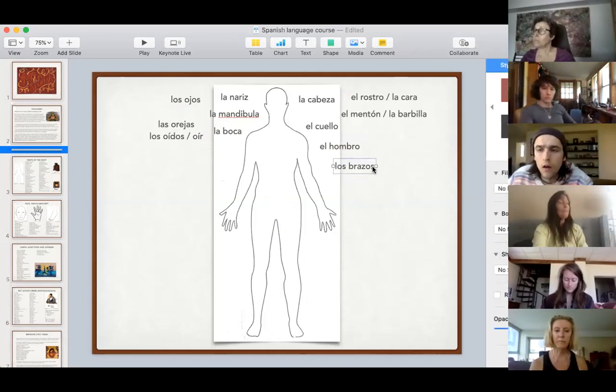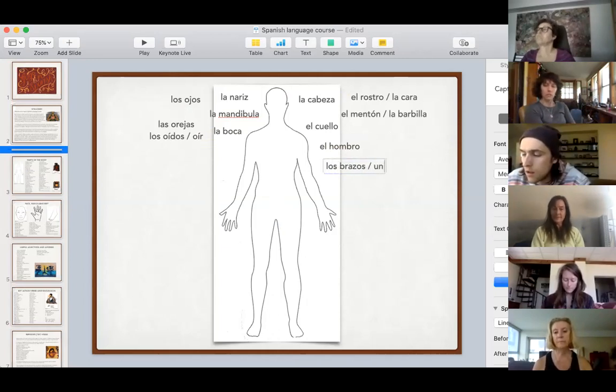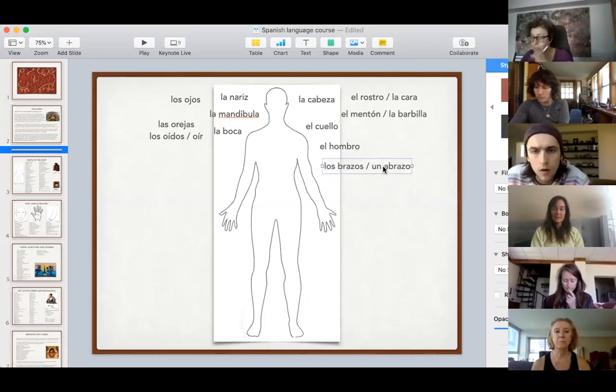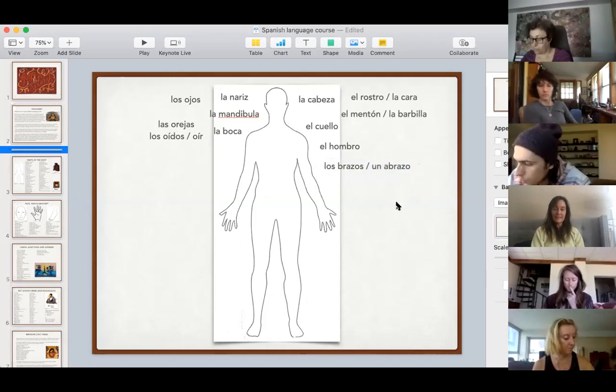So with brazos, what word does it kind of sound like that means a hug? Abrazar. Yeah, so the word for hug, the noun, is un abrazo. Un abrazo. Dame un abrazo. Give me a hug. So that's just a nice word to have as well. Un abrazo is a hug because you do it with your brazos.